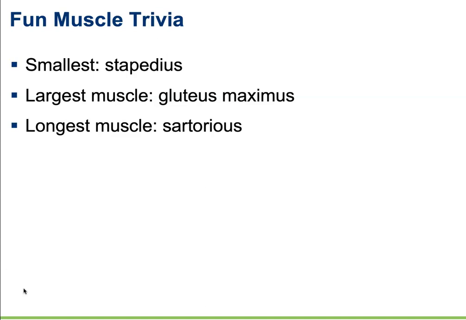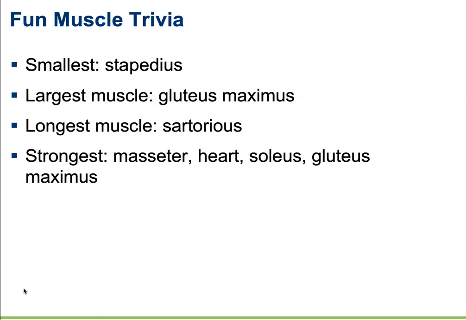All right, the strongest muscles. Anybody have any guesses about the strongest muscles? That would be the masseter. That's what's responsible for opening and closing your teeth. Heart, the soleus, that's underneath your gastrocnemius. It helps keep you from falling backwards when standing up. It's essential for walking and running. Helps maintain balance and posture. And then also your gluteus maximus should be one of your strongest muscles.